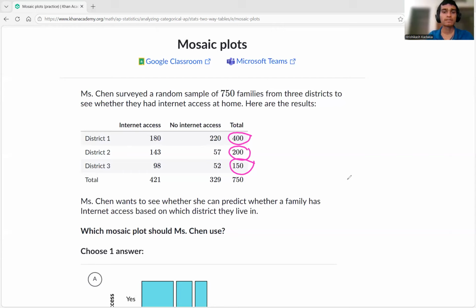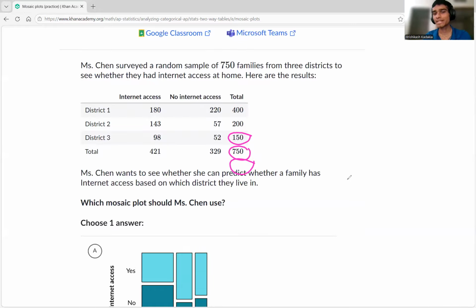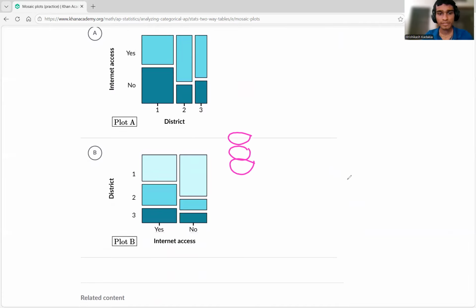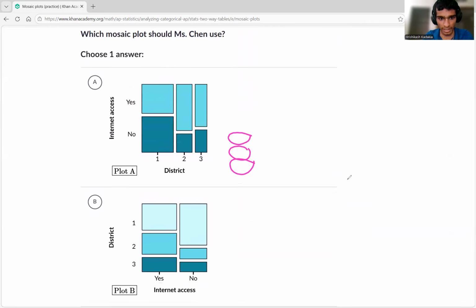Similarly, we can do it for the others as well. But I think an easier way is to eyeball and see which is bigger and smaller. We can even calculate relative frequencies and then predict what plot we should graph over here. So, what plot should they use? District 1 should be carrying the bulk. Now A and B, there are two options to compare.